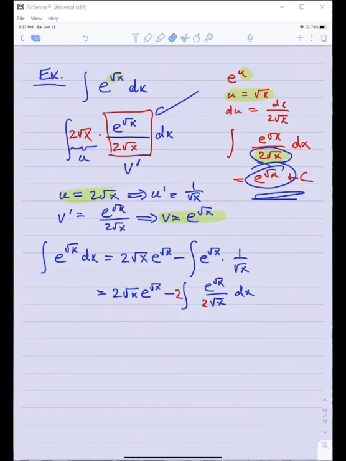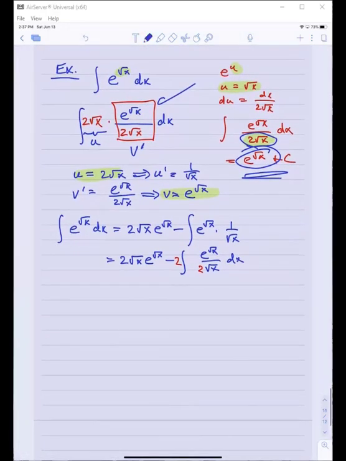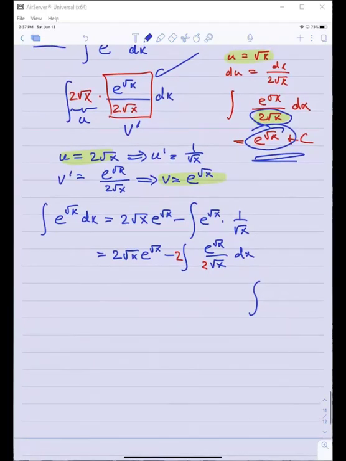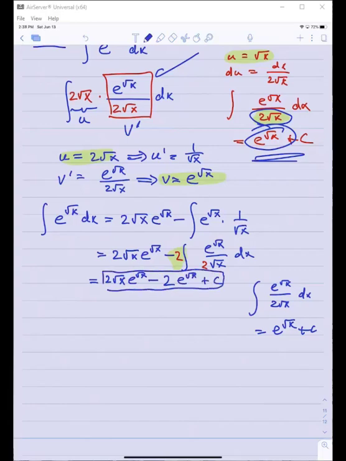And once I do that, what is the antiderivative of e to the square root of x over 2 square root of x? It's e to the square root of x. So this should be 2 square root of x e to the square root of x minus 2 e to the square root of x. And there's my antiderivative.